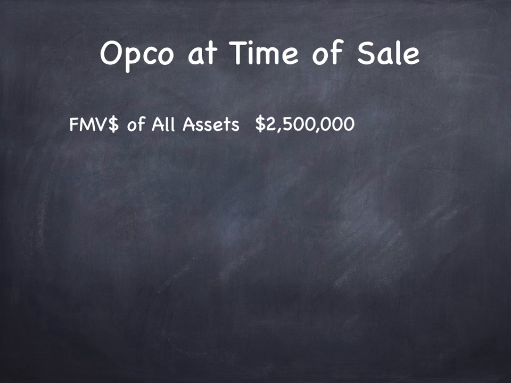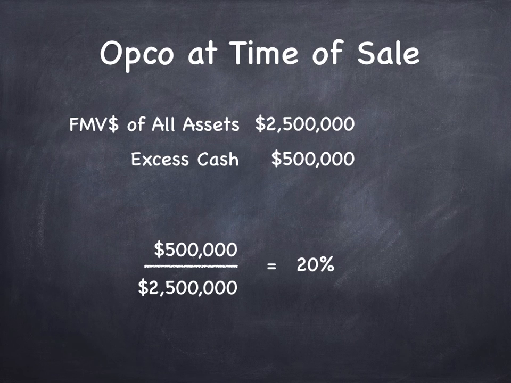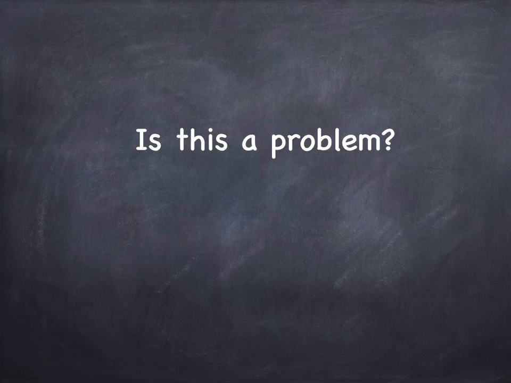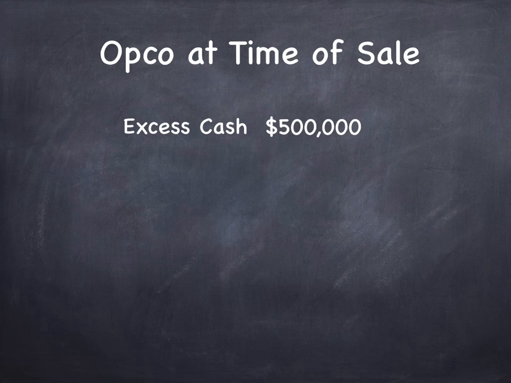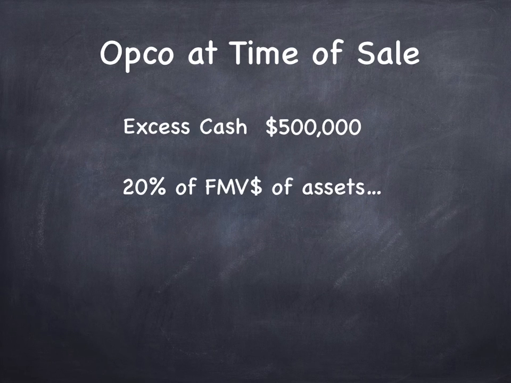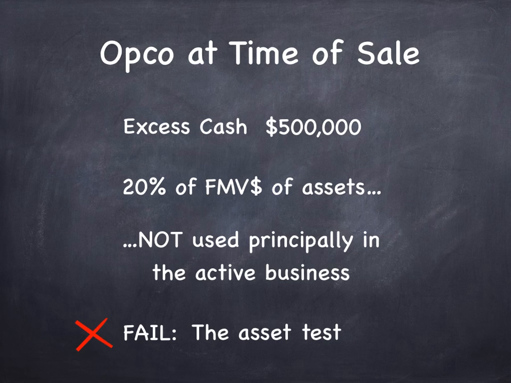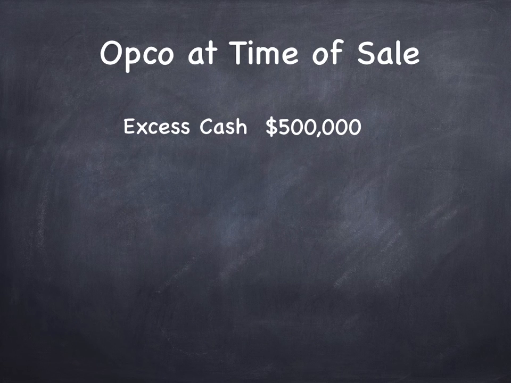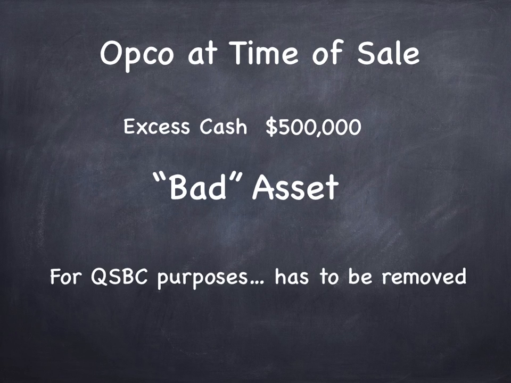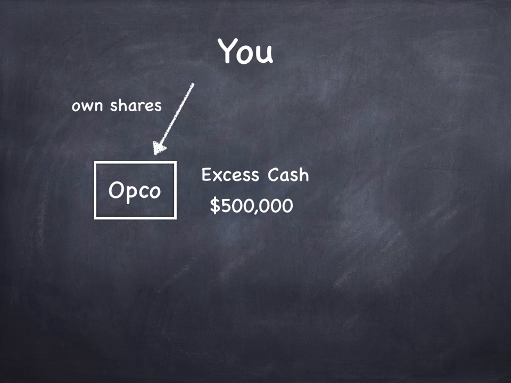Let's say the fair market value of all the assets were $2.5 million. The excess cash was $500,000. That's 20%. Is this a problem? Yeah, of course it is. Because if the excess cash represents 20% of the fair market value of the assets not used principally in an active business, we're going to flunk the test. We can't have that $500,000 of excess cash sitting in the company. That excess cash is considered a bad asset. And for QSBC purposes, it has to be removed.